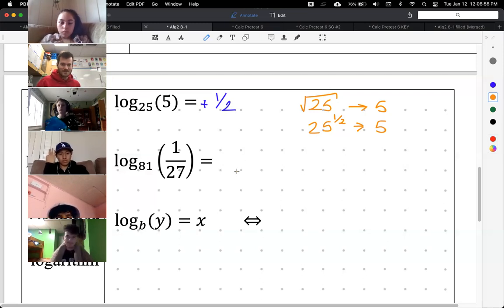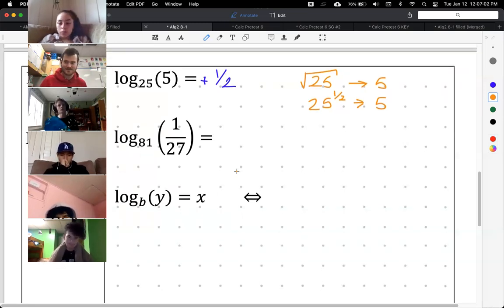All right, let's try another one. This is the pinnacle, the level 5 out of 5. If you perfectly understand this, there's not much more I can teach you here. Log base 81 of 1/27.